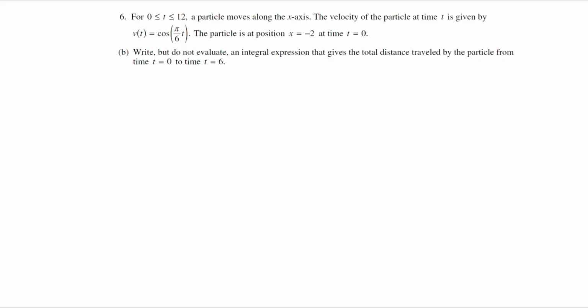For part B here, it asks us to write, but not evaluate, an integral expression that gives the total distance traveled by this particle from 0 to 6. Well, total distance traveled is always an integral of speed. And we know speed is absolute value of velocity. So we just want the integral from 0 to 6 of the absolute value of v of t dt. That's literally all you have to do. That's worth 1 point for part B.